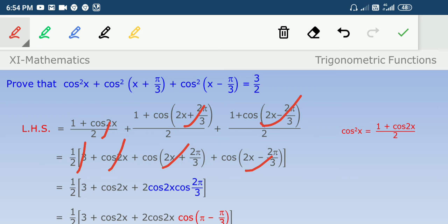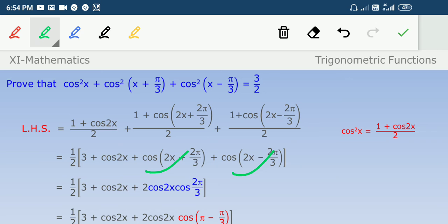Okay, everything is written. Now you can write everything with 1 by 2 taken as common. This will be written as earlier, 3 as earlier, cos 2x also as earlier. And now you see that cos of 2x plus 2 pi by 3 and plus cos of 2x minus 2 pi by 3, these two things, this one and this one. Let me clear, in green I will write this one and this one. Both are the same kind of thing, cos C plus cos D. You can use the formula for cos C plus cos D. So what will be the answer?